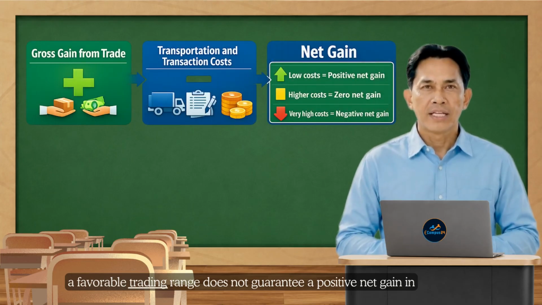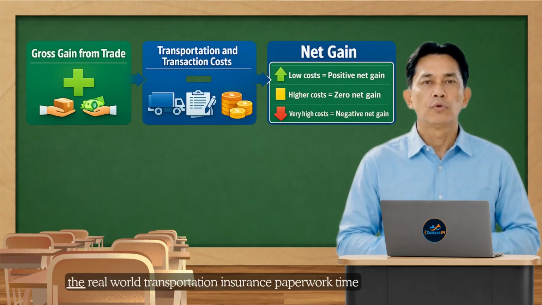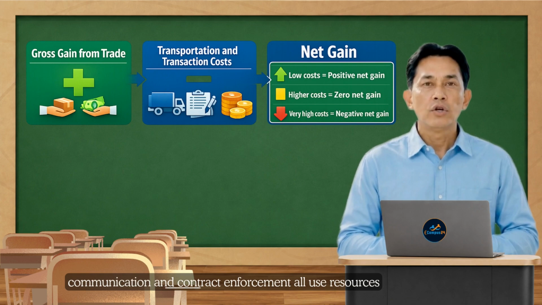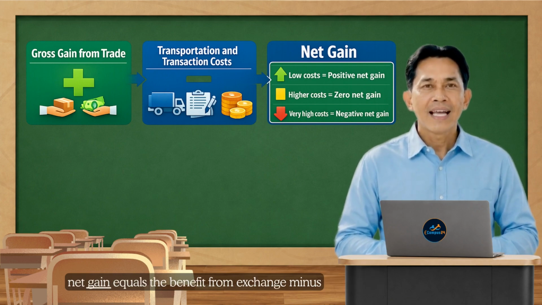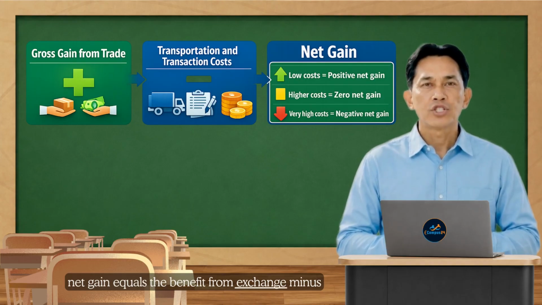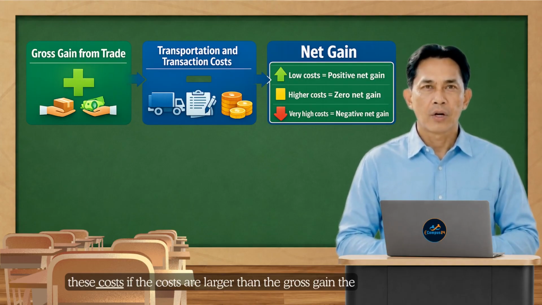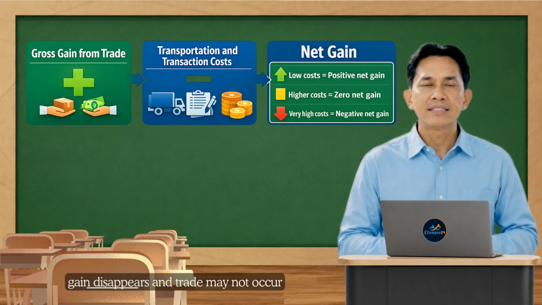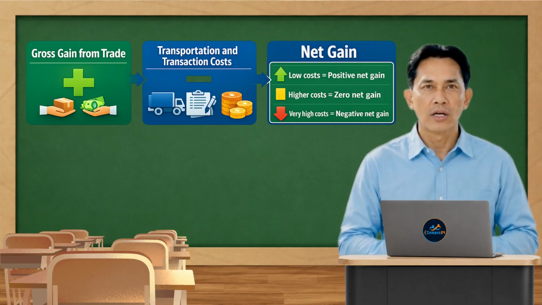A favorable trading range does not guarantee a positive net gain in the real world. Transportation, insurance, paperwork, time, communication, and contract enforcement all use resources. Net gain equals the benefit from exchange minus these costs. If the costs are larger than the gross gain, the gain disappears and trade may not occur.